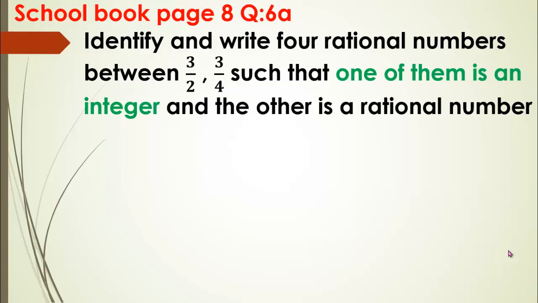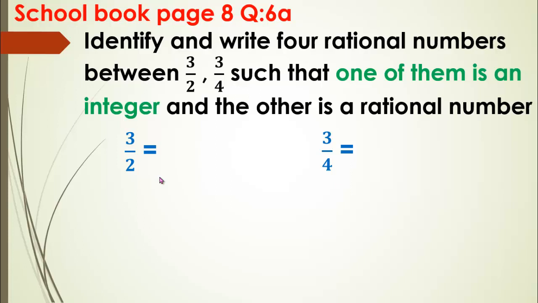So let's go now and see. I have 3 over 2 and 3 over 4. Let's work now to have those two rational numbers having the same denominator. Remember, you can make them having the same numerator or denominator in order to find the rational numbers between them. In this question, I'm going to solve it using the same denominator.